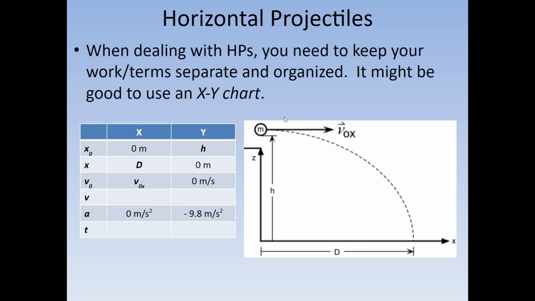So here is a horizontal projectile. We have an object being shot horizontally, and the object will end up falling to the earth along this parabolic path. There's a variety of different values. There's the height that it's usually launched at, and the distance or range that the object will end up reaching.